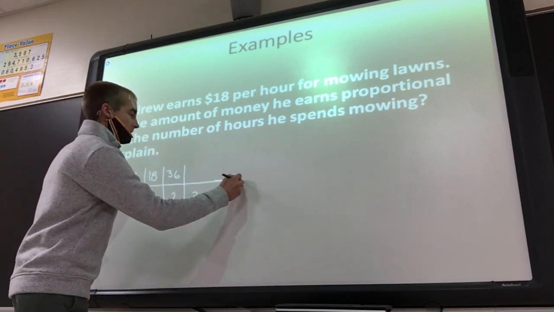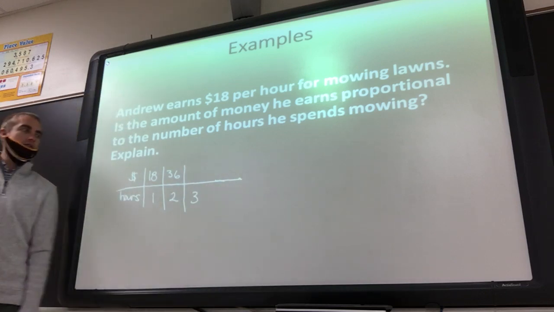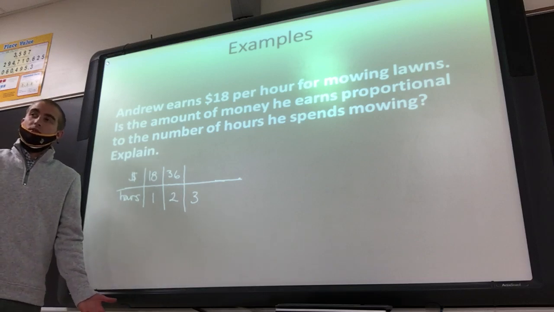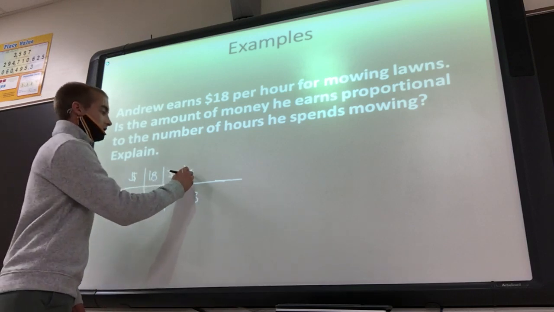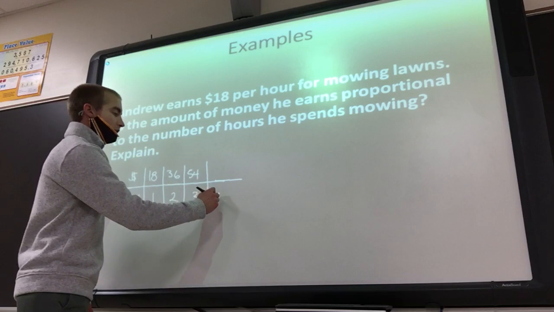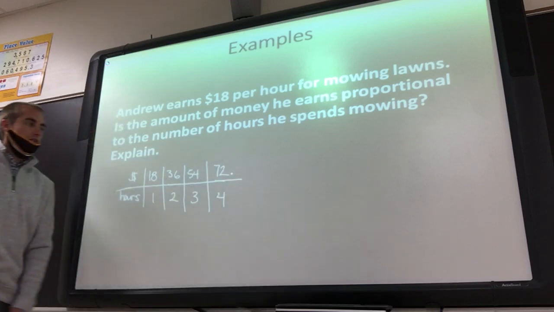Usually you want to go to about 4 and make sure that it's all the same. After 3 hours, is he still just getting 18 every hour? Is that changing any? Nope, not changing, so it would be another plus 18, so 54. Then after 4 hours, you add another 18, which is 72.